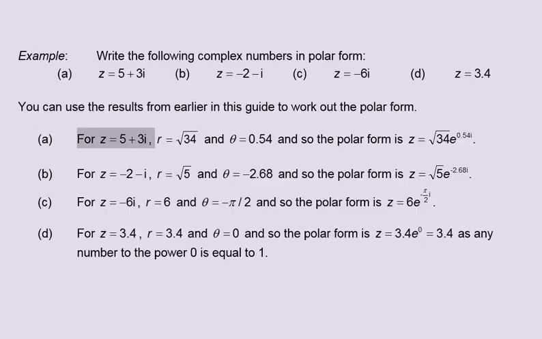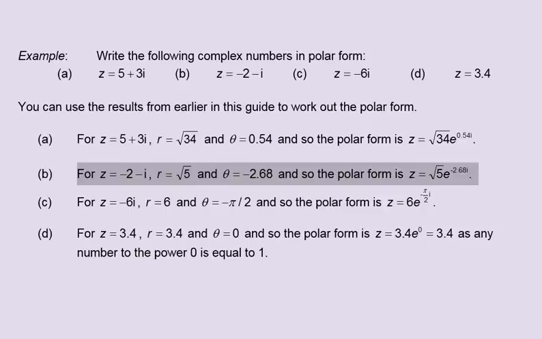A. For z equals 5 plus 3i, r equals the square root of 34, and theta equals 0.54 radians. And so the polar form is z equals the square root of 34 multiplied by e to the power 0.54i. B. For z equals minus 2 minus i, r equals the square root of 5, and theta equals minus 2.68 radians. And so the polar form of z is z equals the square root of 5 multiplied by e to the power minus 2.68i.